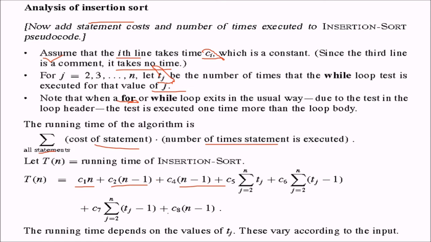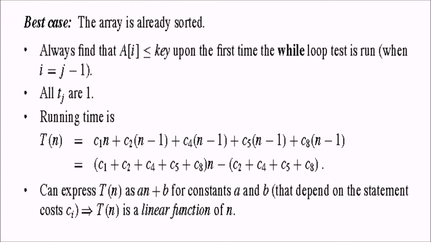When we add all of these with constants c1 to c8, the running time depends on the value of tj, and these vary according to the input. So what would be the best case? If the array is already sorted, we always find that A[i] is less than or equal to key. It will always happen if the array is sorted. So all tj would be 1 only because it is sorted. The while loop will not take any time.